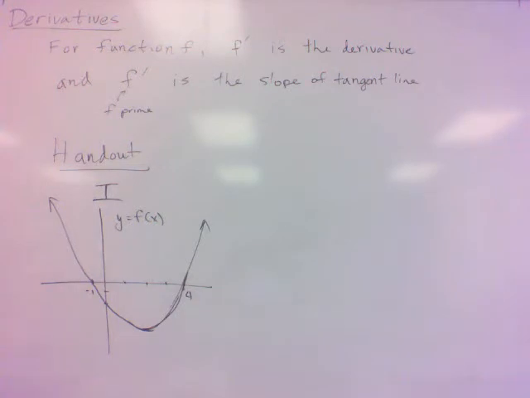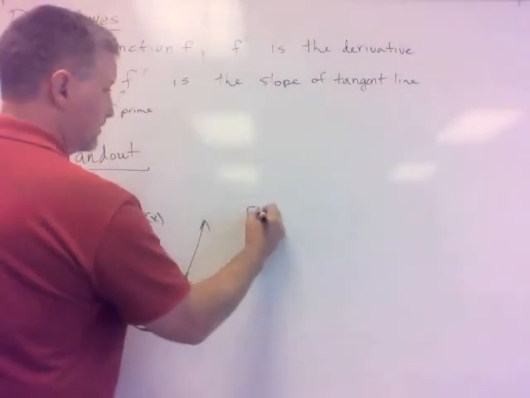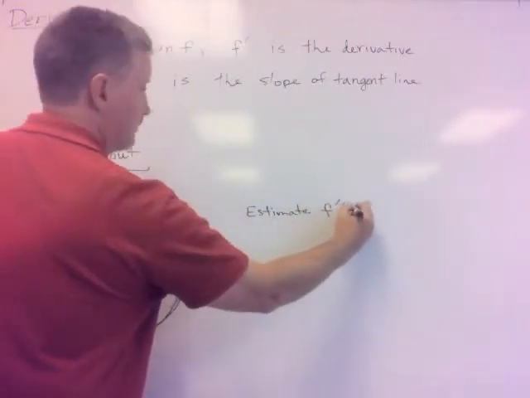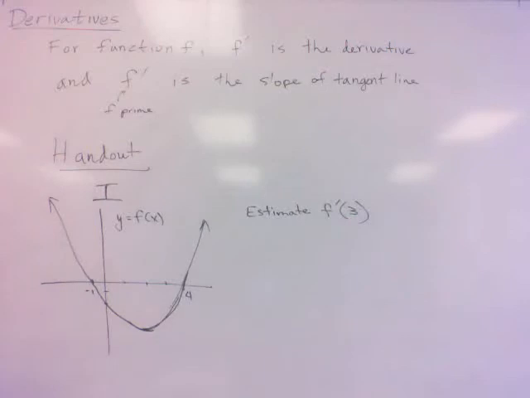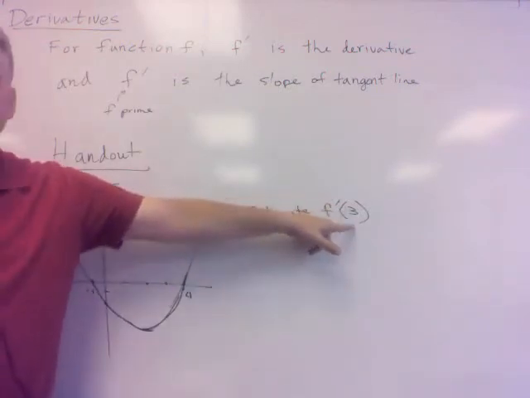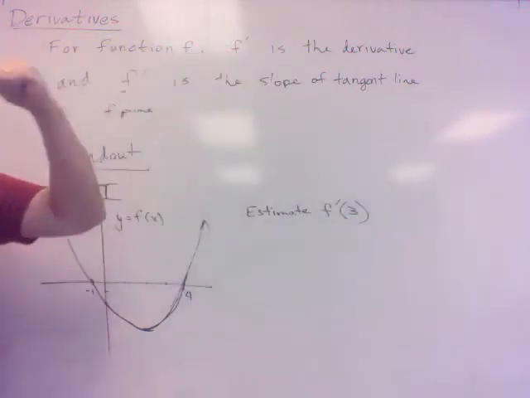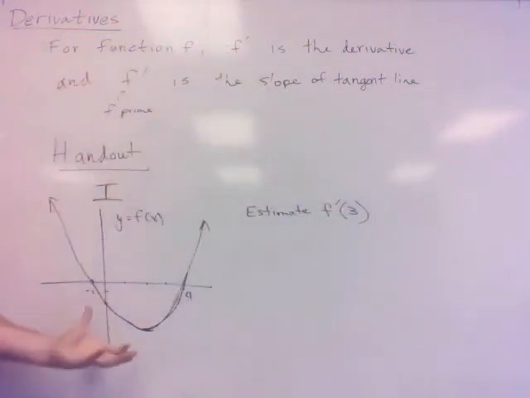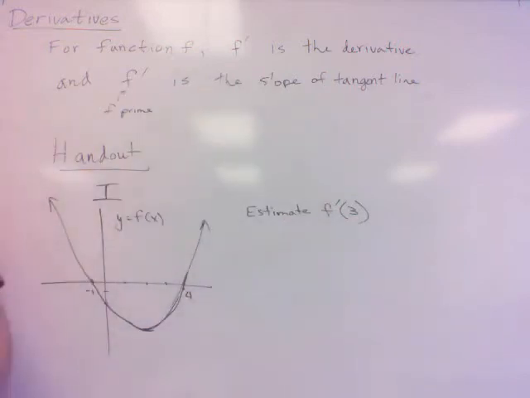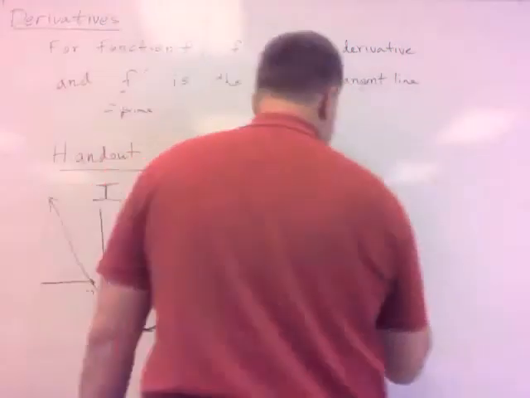So first of all, just getting used to the notation and what it means. What I want to do is estimate f prime of 3. What do you think that means? F prime of 3 is, by definition here, telling us to take the derivative at 3, right? F prime is the derivative. However, on graphs, we have to interpret what the derivative is. Now, what is the derivative? The derivative is the slope of the tangent line at 3.